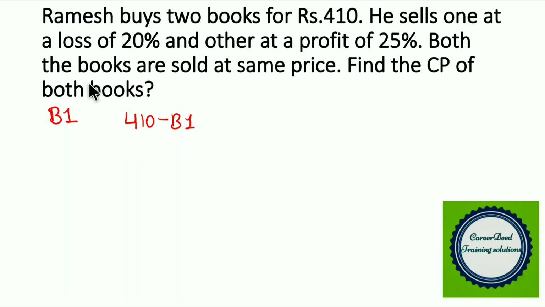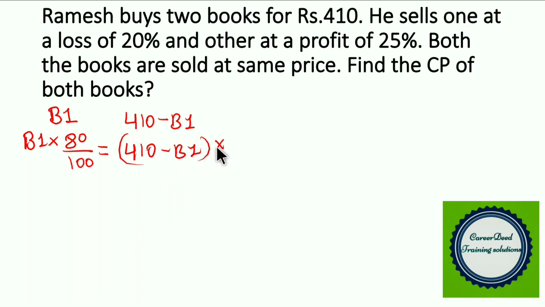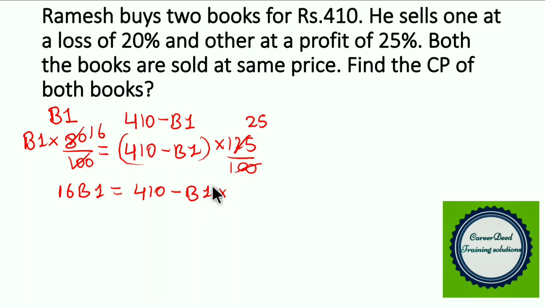Okay, now he sells one book at a loss of 20%. So he is selling only 80% of the actual cost price. So you can multiply this by 80 by 100, which is equal to the selling price of the other book. But he is selling this other book at 25% profit. So (410 minus B1) into 125 by 100. So 100 cancels, and 125 and 80, this goes 25 times and this goes 5 times. So 16 B1 equal to (410 minus B1) into 25.